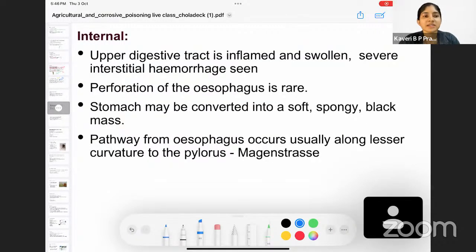Now coming to the internal findings, the upper digestive tract is inflamed and swollen. Severe gastrointestinal hemorrhages are seen. Perforation of the esophagus is rare, but it is going to become very tender, and it can rupture easily when an attempt is made to give an emetic or when the person attempts to eat by himself. Therefore, those things should be avoided. The stomach may be converted into a soft, spongy black mass. Perforation occurs usually along the lesser curvature, and it is called Magenstrasse.